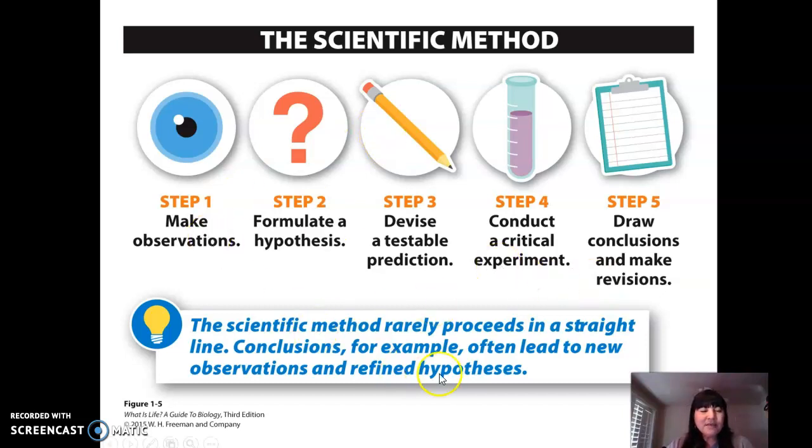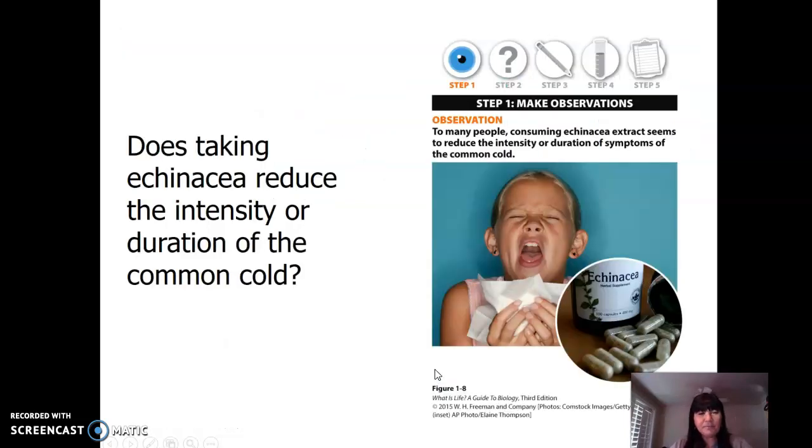So here it says, the scientific method rarely proceeds in a straight line. Conclusions, for example, often lead to new observations and refined hypotheses. Yes, that happens. So the question that they have in your book is, does echinacea reduce the intensity and duration of the common cold? Echinacea is an herbal supplement. You can drink it as a tea. You can take tablets. And the question is, can it reduce the intensity or duration?